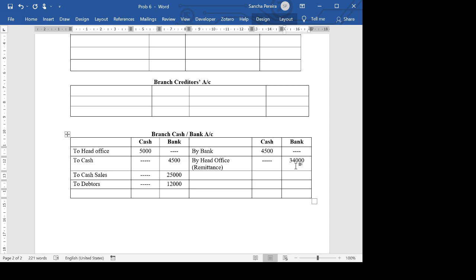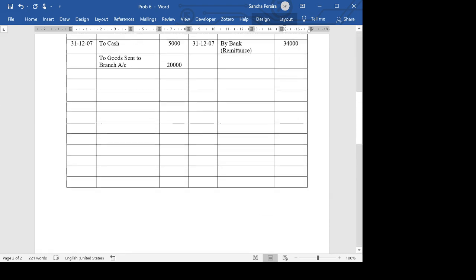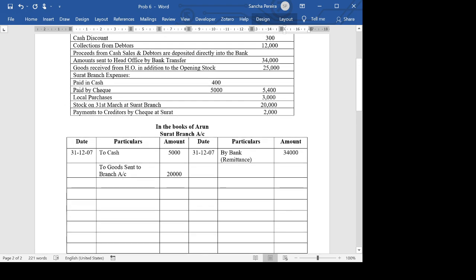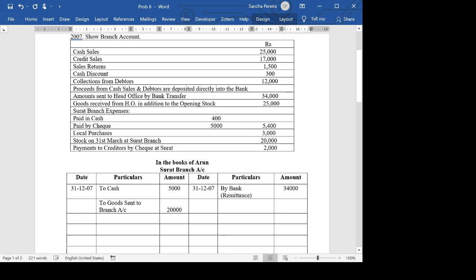Okay, so we are going transaction by transaction, checking where the effect will be. Sometimes it can be in just one account, sometimes it can be in 2 or 3 accounts. Next. Goods received from head office in addition to the opening stock. So this is going to come here. Again, to goods sent to branch account.